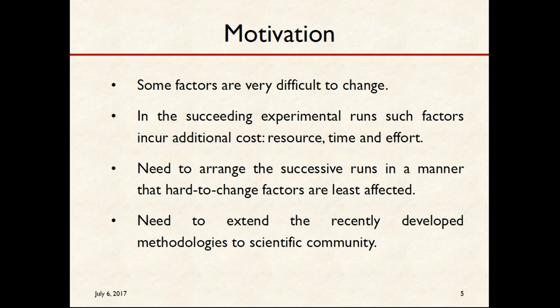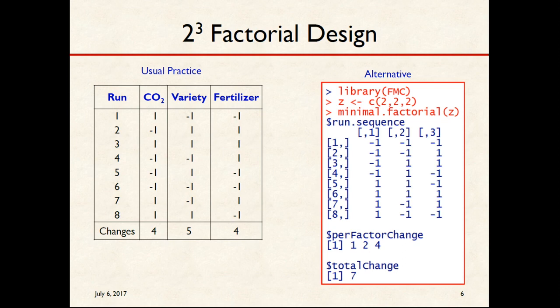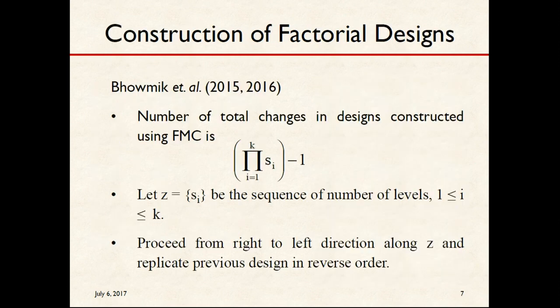So what we want to do is give the sequence of experimental runs which has a minimum number of level changes. So we developed methodologies for all sorts of designs, factorial and everything, and this is the package. On my left-hand side, you can see the usual factorial design, and you can see we have many changes in carbon dioxide. But when we use my package, FMC, we are getting only one level of change. So that makes a lot of sense for those who have a difficult time changing the factor levels.